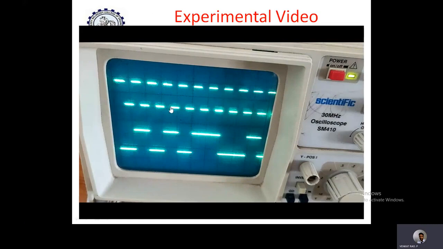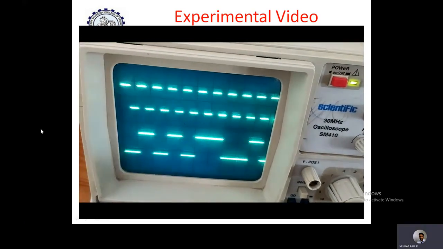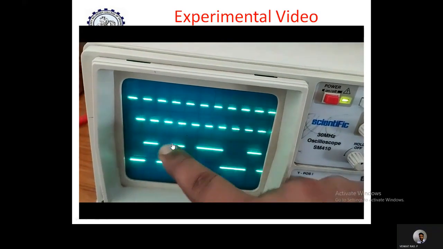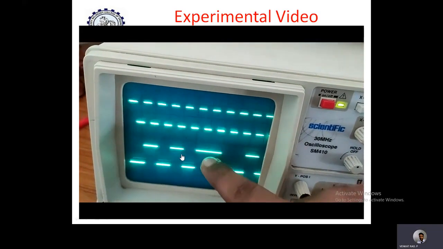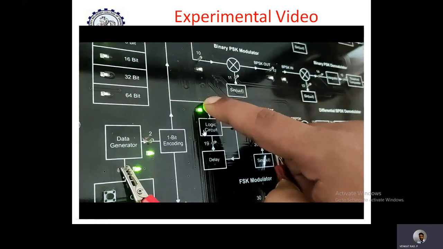If you observe the data during one clock time period, if it is high, you can clearly mention it as 1. Otherwise, it is 0. So 1, 1, 0, 0, and so on. Based on this, you can clearly observe the corresponding bit sequence in the 8-bit data. This is the way we need to observe a corresponding bit sequence when compared to the clock signal.